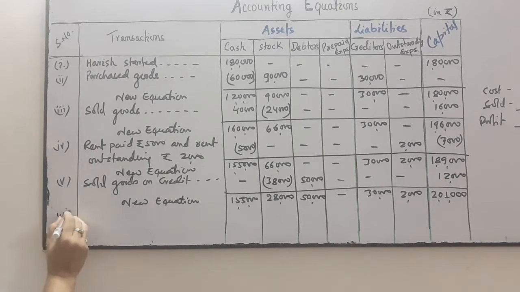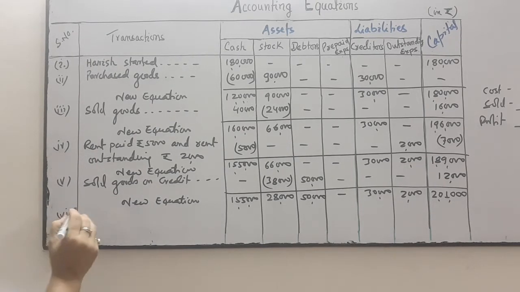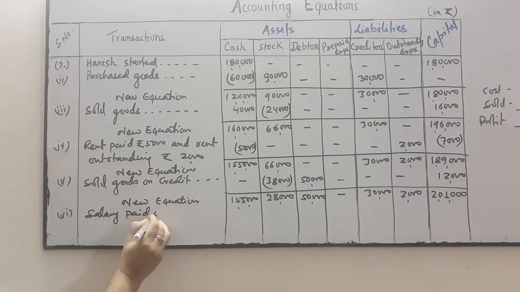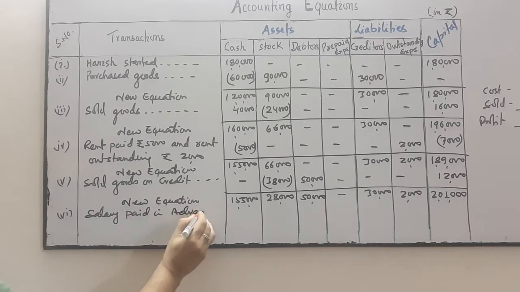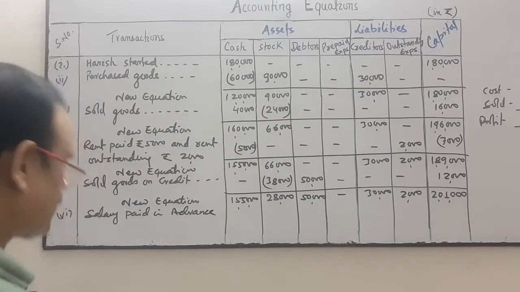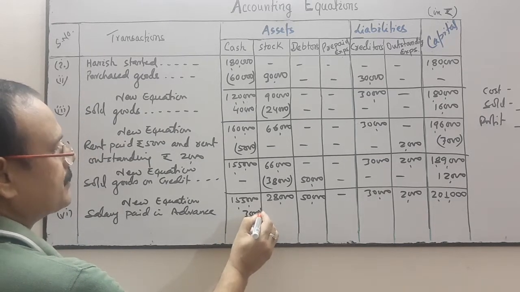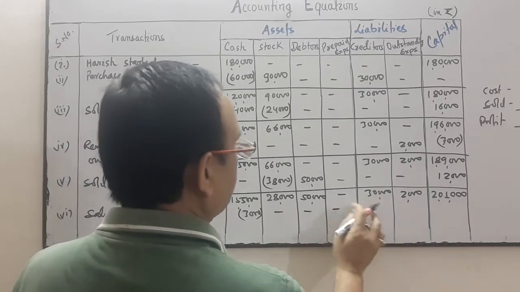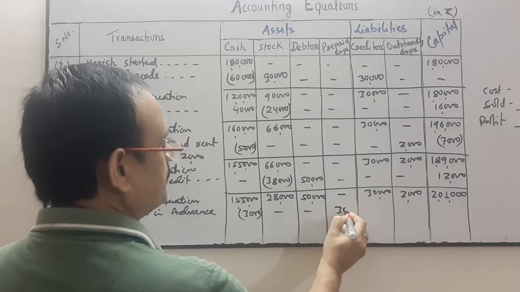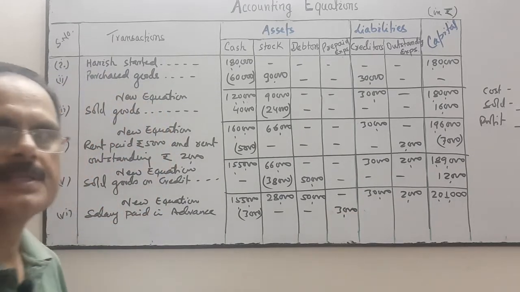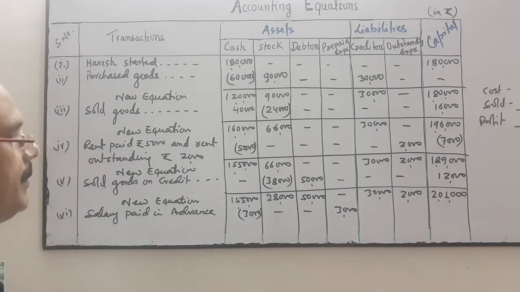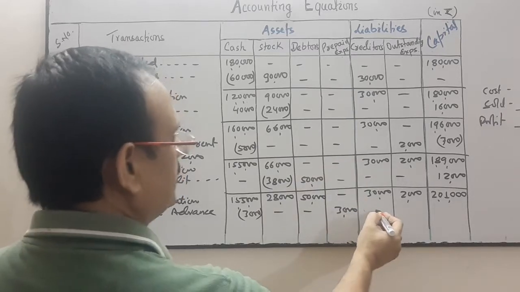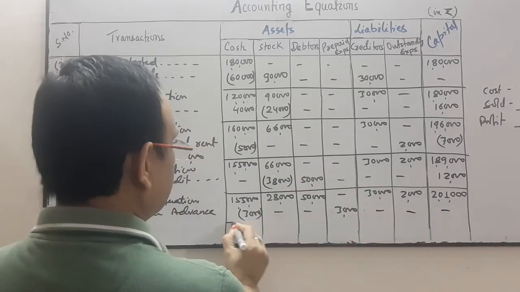Now come to the sixth transaction. Number 6, salary paid in advance. When we make the payment in advance, our cash balance will decrease by 3,000, and an asset will be created: prepaid expenses will increase by 3,000. Prepaid expense is our asset. Expenses paid in advance is our asset, but at the same time another asset, cash, will decrease by 3,000, and another asset will increase by 3,000. There will be no effect on the liability side.